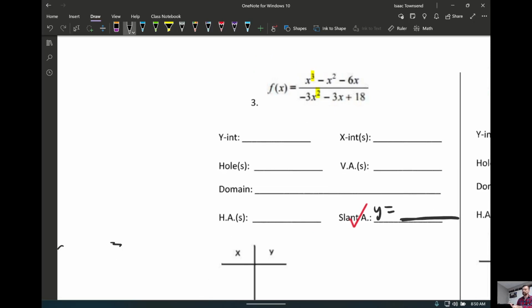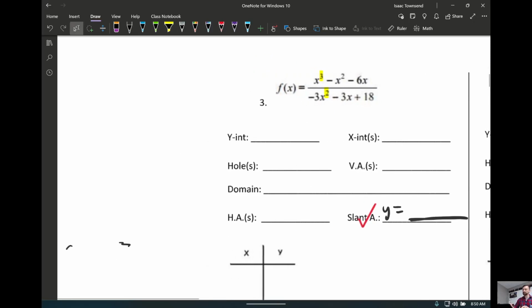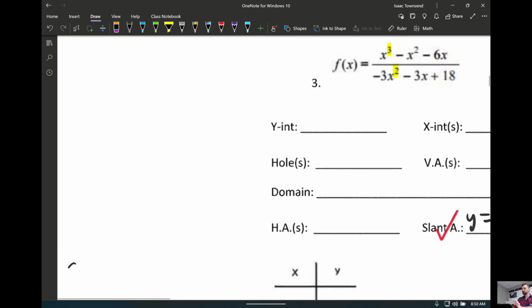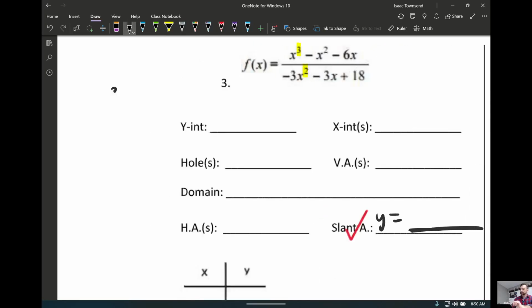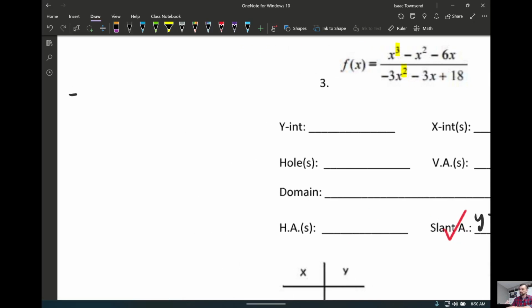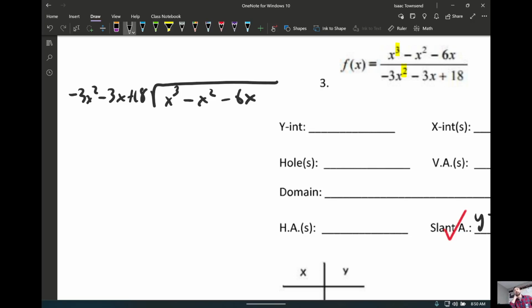Again, I told you when we did practice long division and synthetic division the other day that we'd be using that for most of the rest of the stuff we're doing this year. So we're going to try to divide negative 3x squared minus 3x plus 18 into x cubed minus x squared minus 6x.